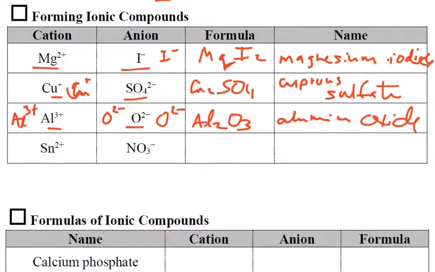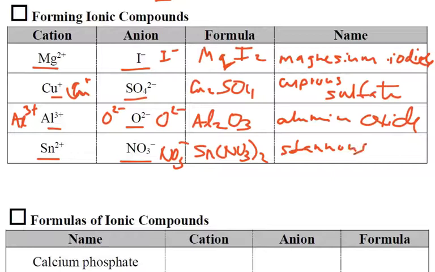And here's Sn2+, which we know is called the stannous ion. Here's NO3-. So we're going to need 2 of these NO3- ions to balance the 2+. So the formula will be Sn(NO3)2, we need parentheses, and the name of this would be stannous nitrate, or we might call that tin(II) nitrate.